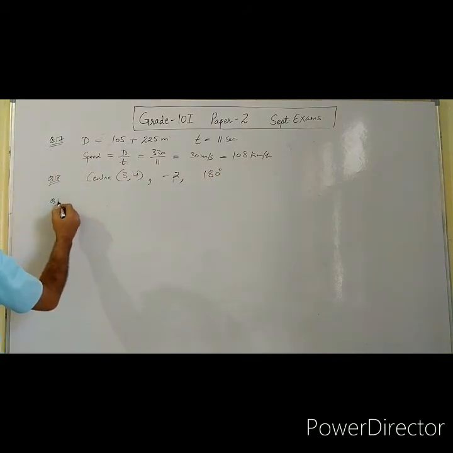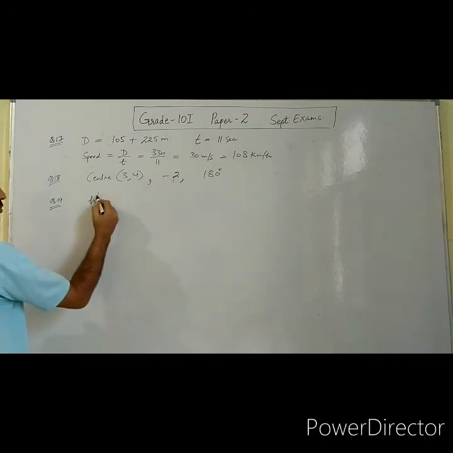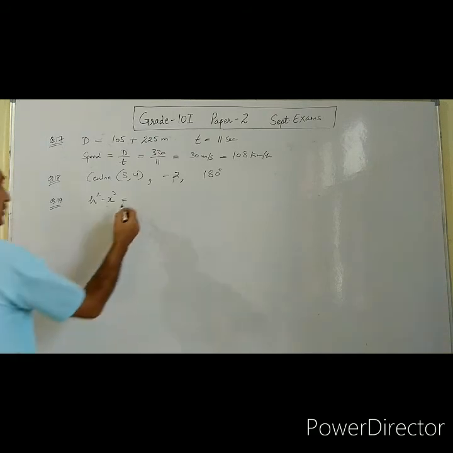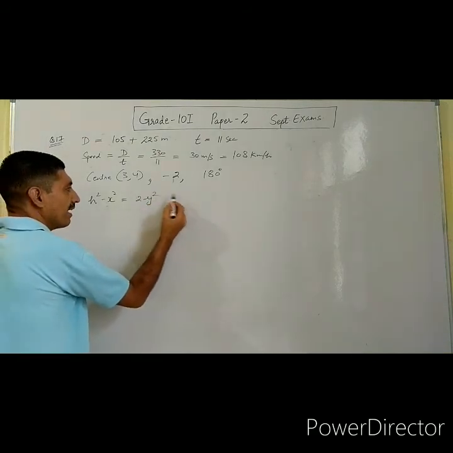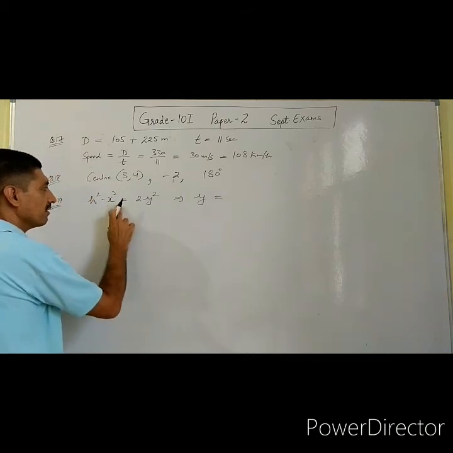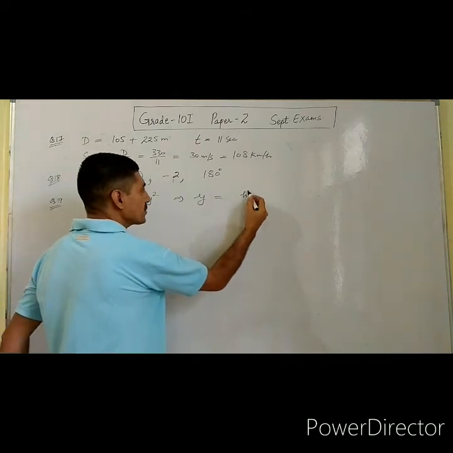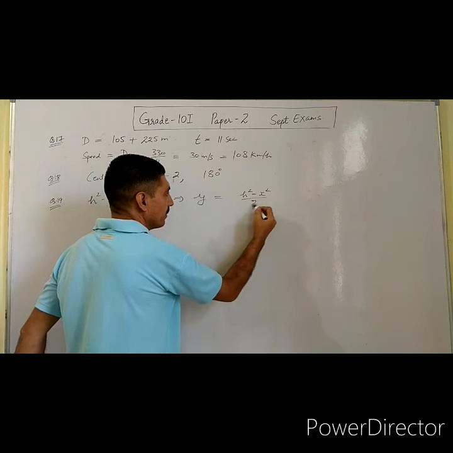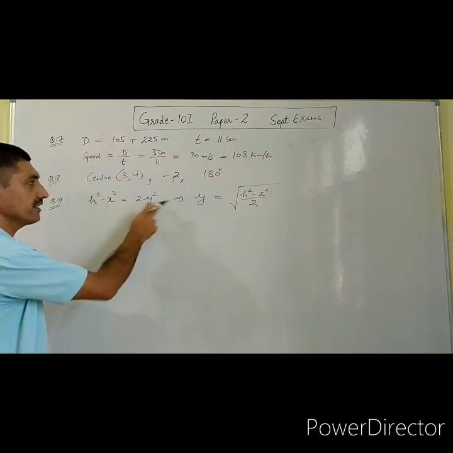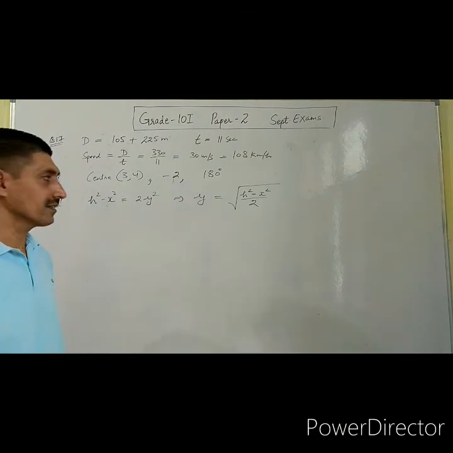Question number 19, we have to write y as the subject of this formula: h square minus x square is equal to 2y square. So here we have to write y as a subject, right? So here we can write h square minus x square divided by 2, and then undo the square. So this is the y, we have written y as a subject here, right?